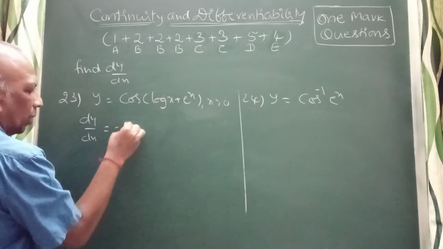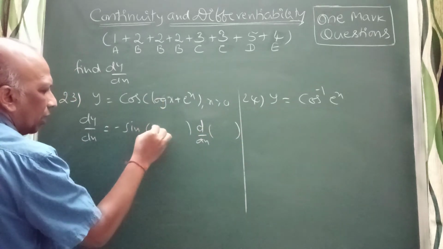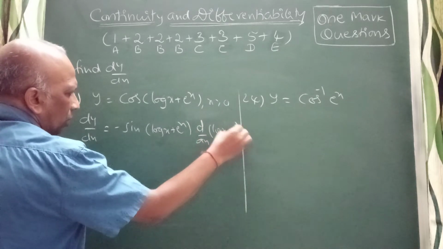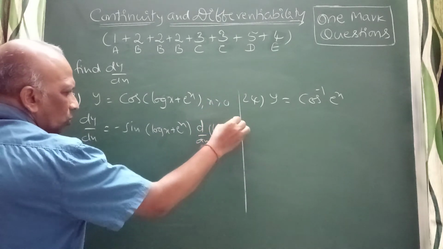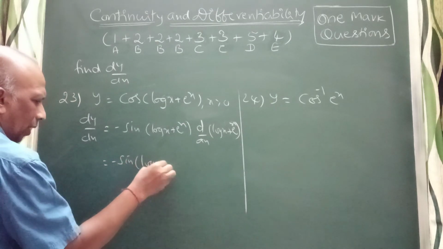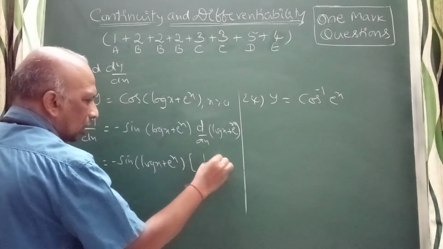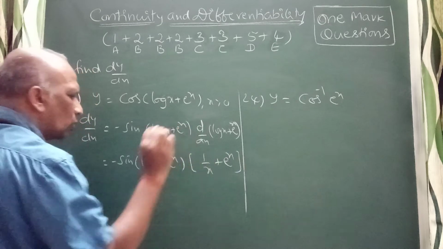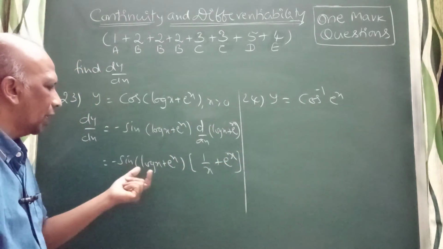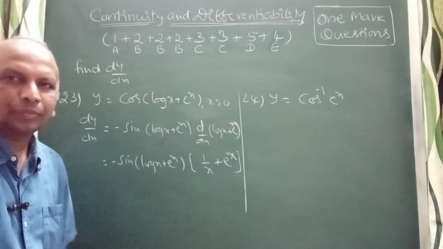The derivative of cos of something is minus sin of something, times the derivative of that something, right? I can write log x plus e power x. Now you can see here minus sin of log x plus e power x, and the derivative of this: log x gives 1 by x, e power x is e power x, that's all. So minus sin of log x plus e power x into 1 by x plus e power x. You can stop here.